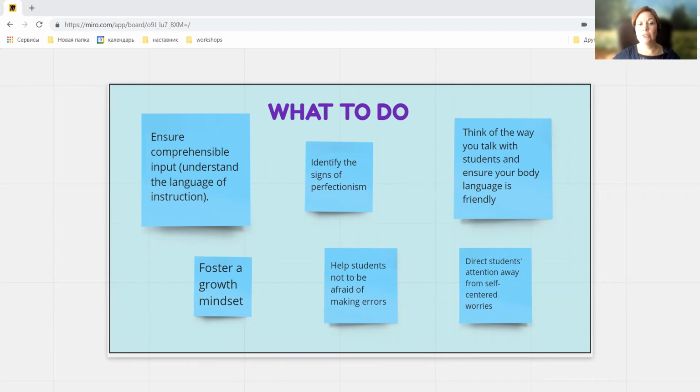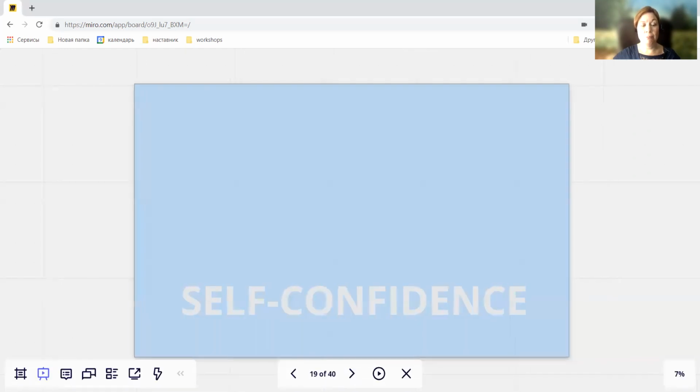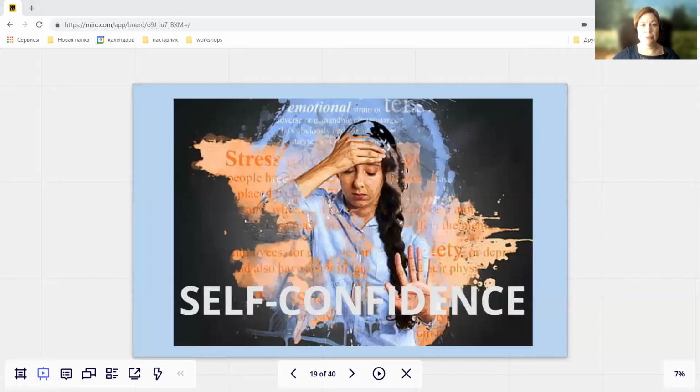The way we talk with students and our body language can also affect their anxiety. Even students who are not yet speaking English can understand body language and feel the energy in a classroom. And now, let's talk about self-confidence.